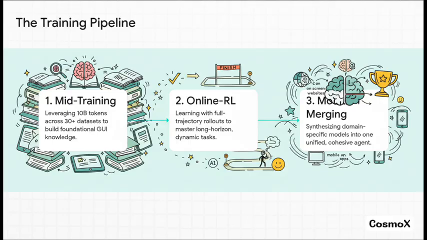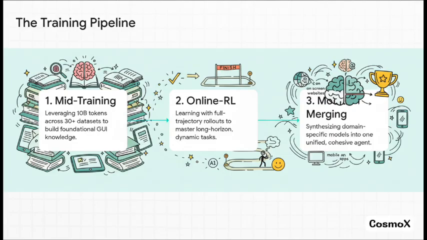Then came the real test, online reinforcement learning. This is where it learned by doing. But here's the cool part. It only got a reward, a good grade if you will, if it completed the entire task successfully, not just for one correct click. This forces it to think strategically about the whole mission, not just the next step.